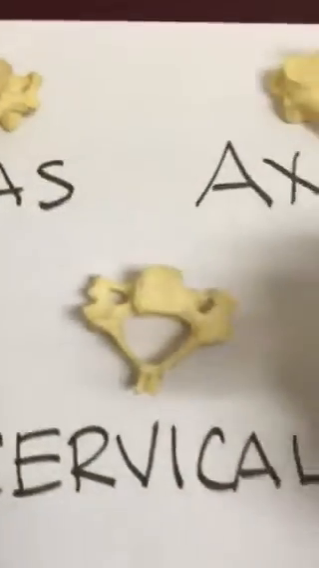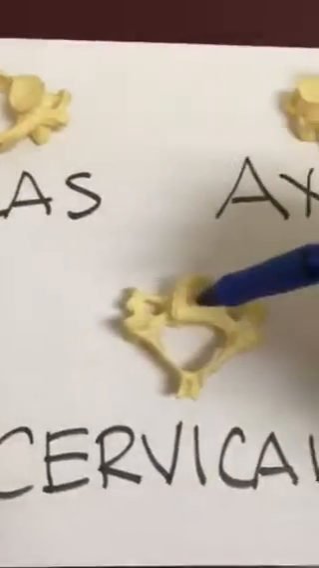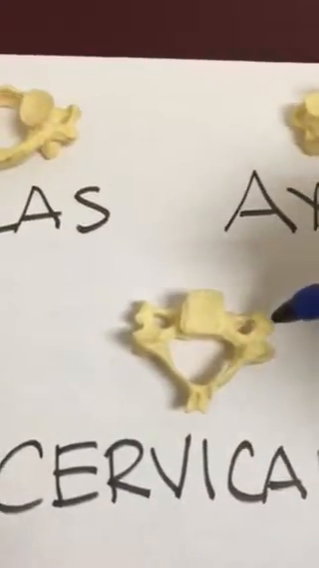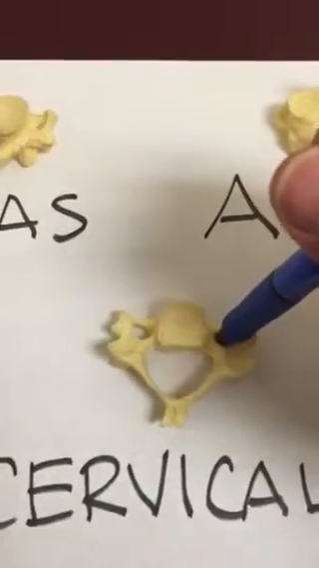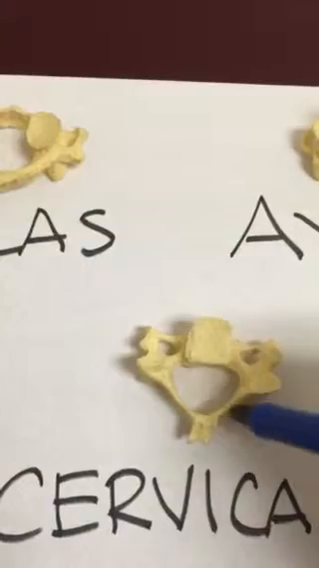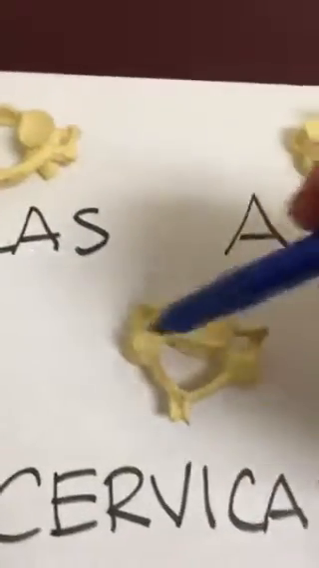Moving on to the rest of the cervical spine, which would be C3 through C7, you have the body, we have the transverse process, the transverse foramen, we have the lamina, spinous process, superior articulating facet, and underneath the inferior articulating facet.